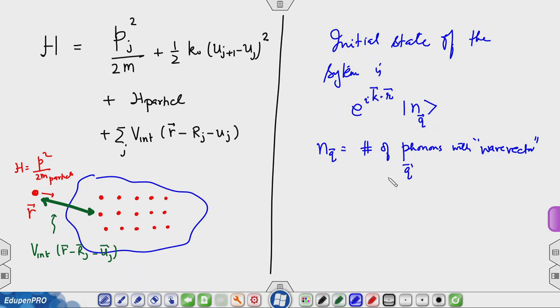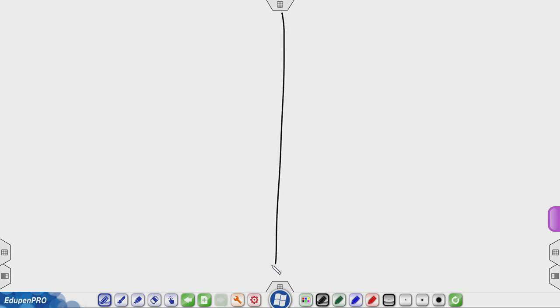And the final state is some e raised to I k prime dot r, n prime q. And we will see how they are related. This is going to be related through the Hamiltonian of the potential of the interaction.